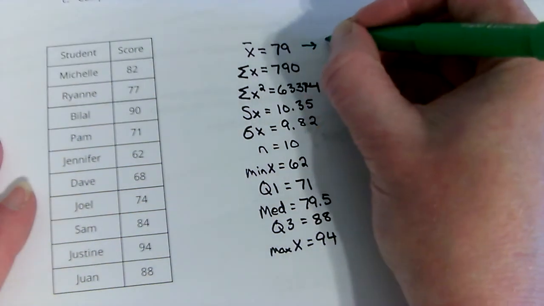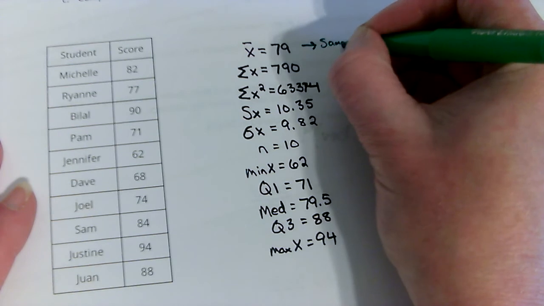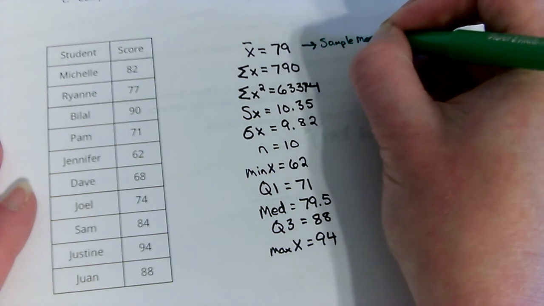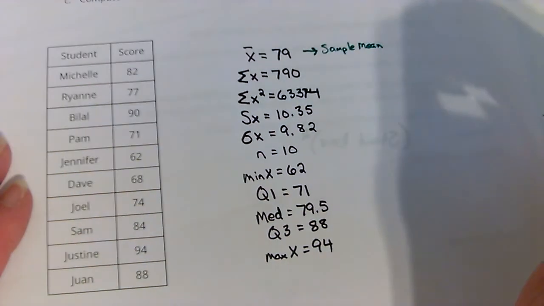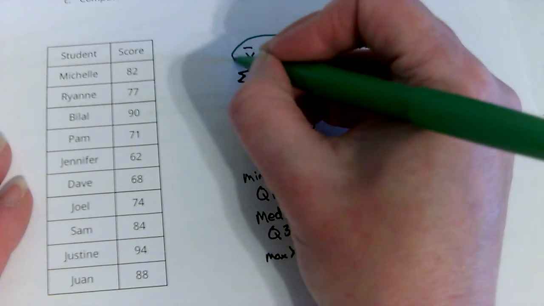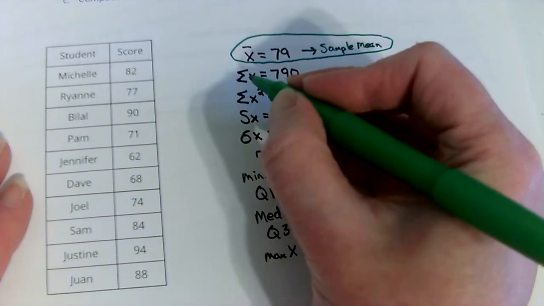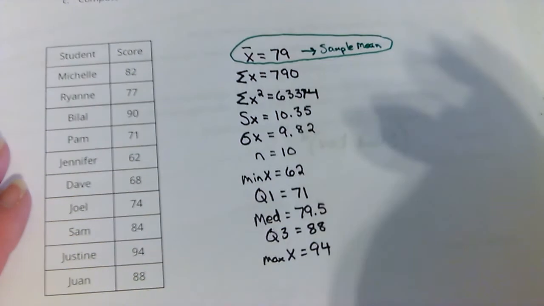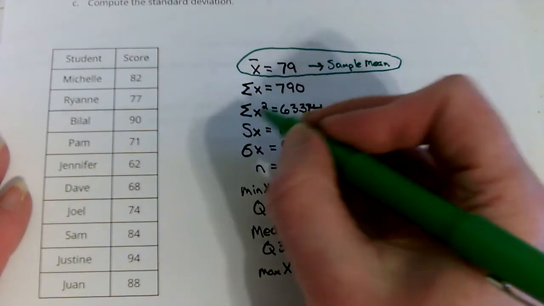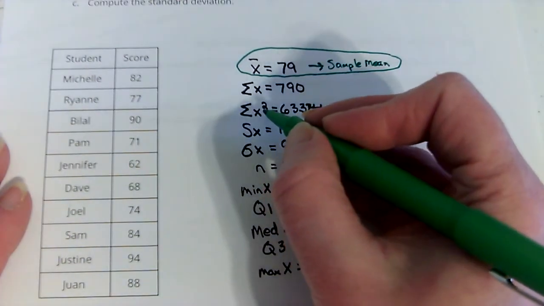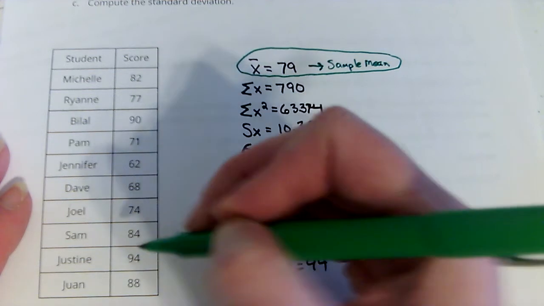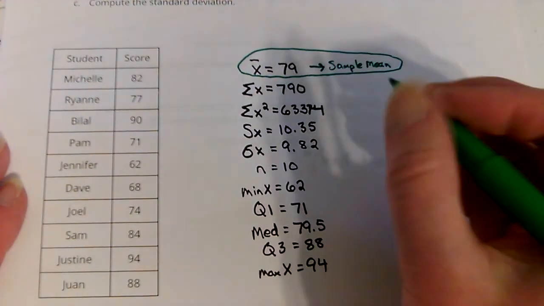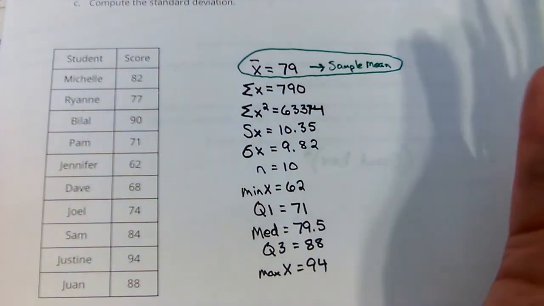So this first one is our sample mean. Very important. Now this just means sum of all the x's. It just means if I added up all the data. This means sum of x squared. It just means if I squared each one of them and added it all up. That could be useful in some formulas.